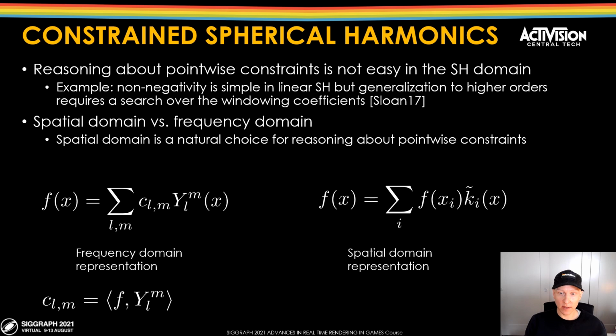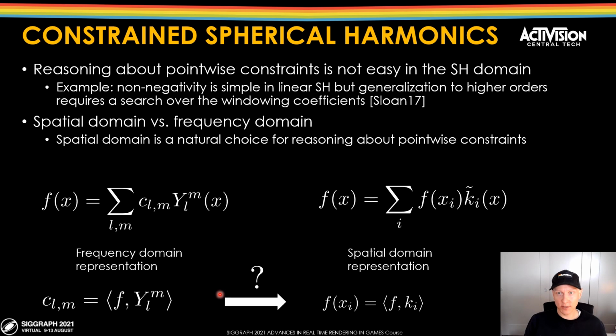Now, let's imagine we had a different sort of representation where we have some basis functions k tilde over here, but instead of coefficients, we would have the target function values at a set of points xi, and the xi are just points or directions on the sphere. I like to call this the spatial domain representation, as opposed to the frequency domain representation that you get when you expand your target function as a linear combination of spherical harmonic basis functions.